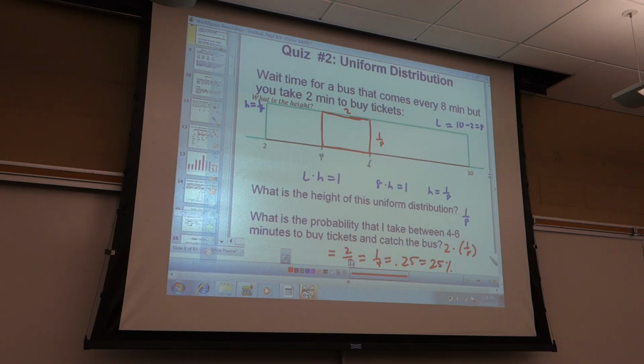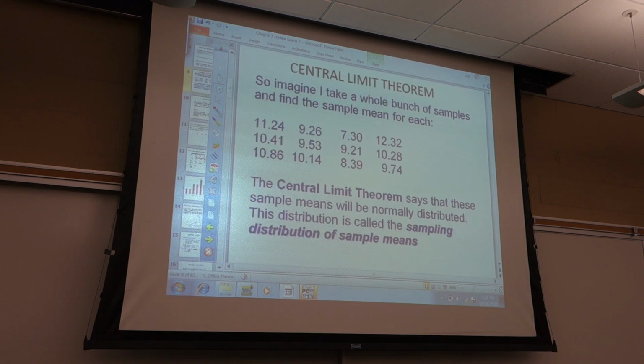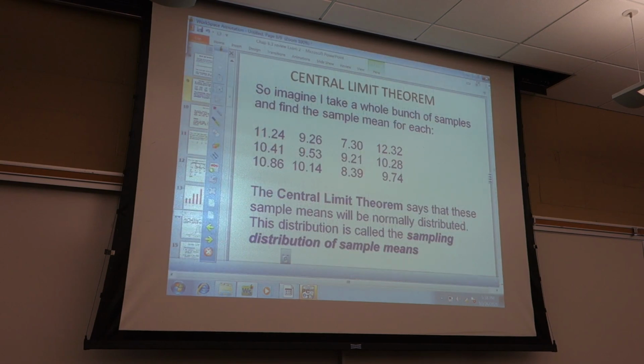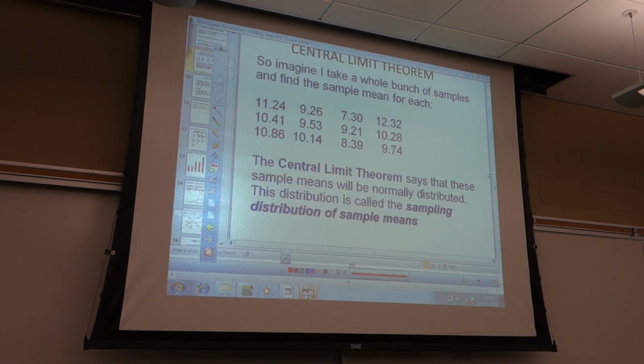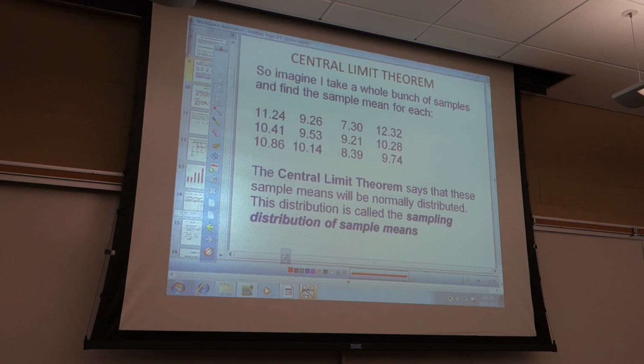Okay, so let's go ahead and move on. The other thing we talked about last class was central limit theorem. Right, so that's where I take, that's that mean of the means thing, right?